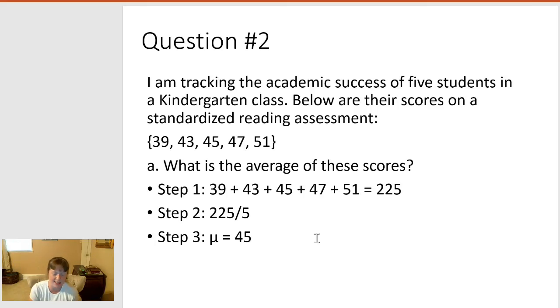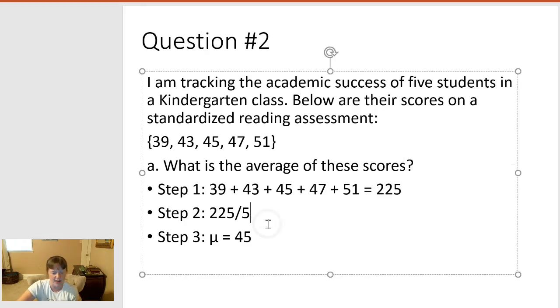I'm tracking the academic success of 5 students in a kindergarten class. Below are their scores on a standardized reading assessment: 39, 43, 45, 47, and 51. My first question is, what's the average of these raw scores? Because these are raw scores, is 47 good? I don't know. Is 51 good? I don't know, right? You probably don't know much about a standardized reading assessment. So we're going to first calculate the average: 39, 43, 45, 47, and 51, to get a sum of 225, divide by 5, get the average of 45.